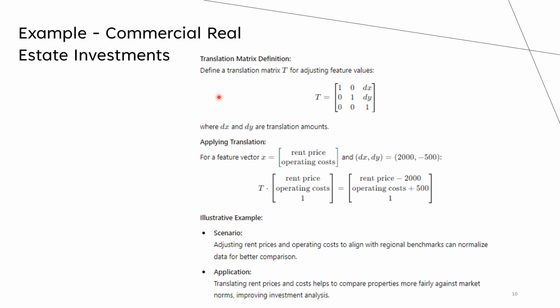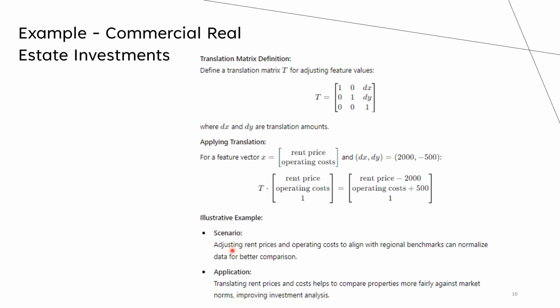So here we can see the translation matrix T, we can adjust the feature values where dx and dy are translation amounts. When we apply this translation, we have x, our feature vector with rents, price, operating costs, and we have our translation amounts here.